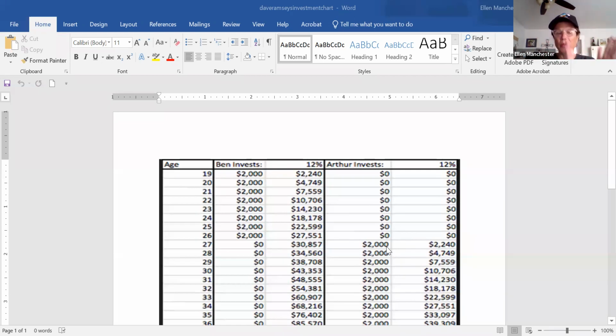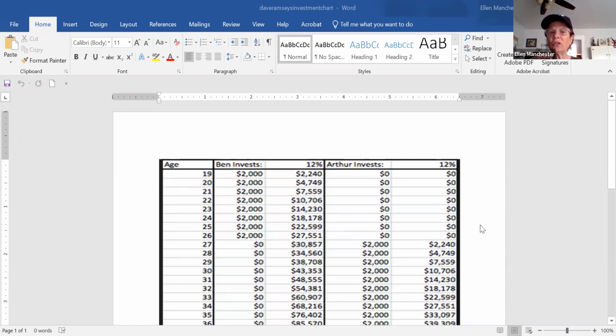So reminder, Ben invested $16,000 of his own money, okay, from 19 to 26. Arthur invested $76,000 from the age of 27 to 65. Which one do you think is going to get the more money, and how much more? Okay, so this is the chart, and I do have this posted in our class so that you can look back at it if you want, or you can share it with someone who's not believing you.